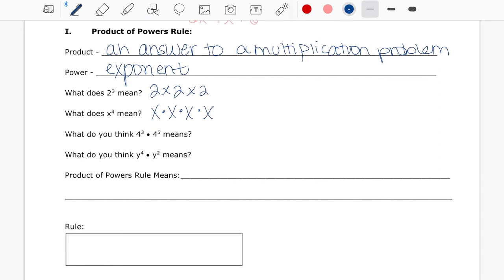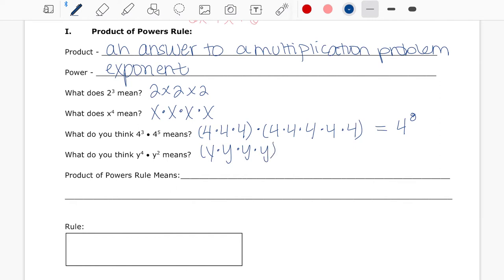So then now we see 4 to the third times 4 to the fifth. Well, what that really says is 4 times 4 times 4, and then times 4 times 4 times 4 times 4 times 4. These are all the same base, so I can rewrite that as 4 to the power of 8. And I can apply that same thinking to y to the fourth, which is y times y times y, then times y squared, which is y times itself. And again, since these are all that same base, I can just rewrite it as y to the sixth.